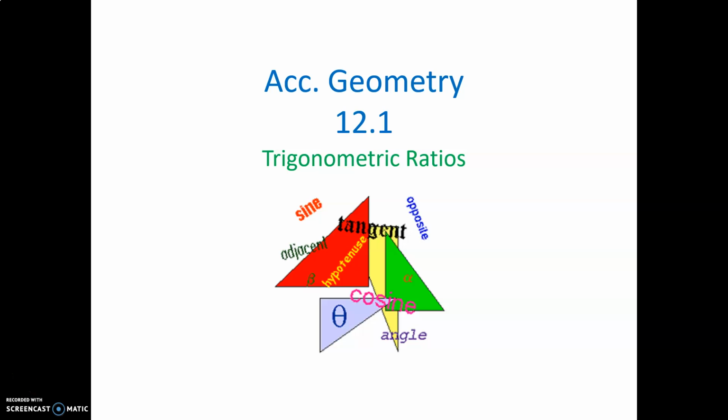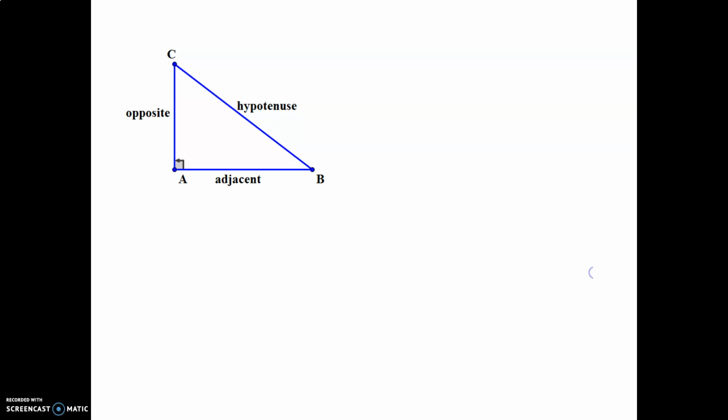Hello everybody, this is Accelerated Geometry, section 12.1, Trigonometric Ratios. We normally just shorten that down to trig. So here is a triangle. The hypotenuse is always across from the right angle.